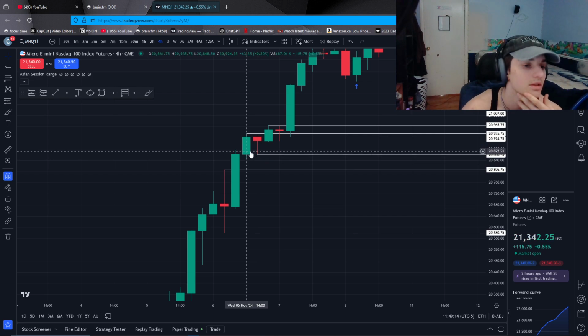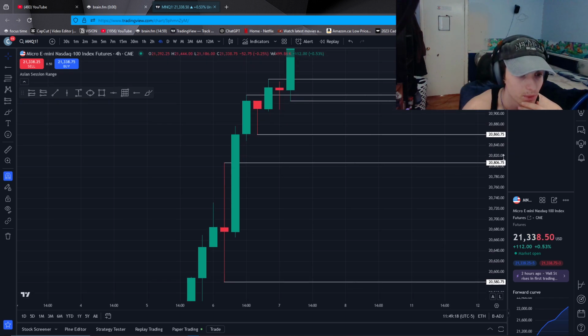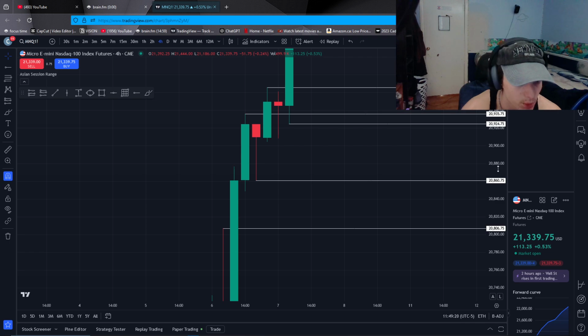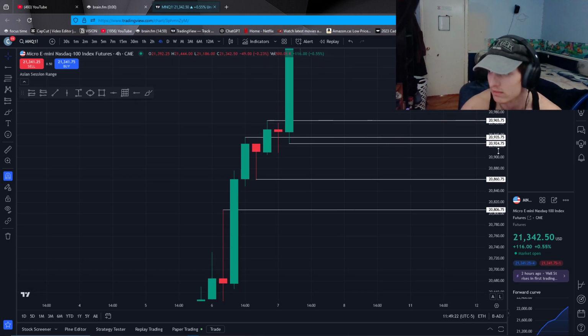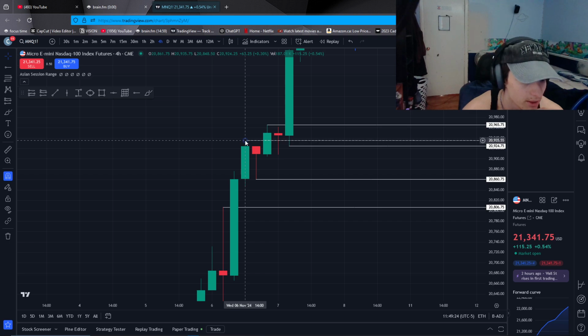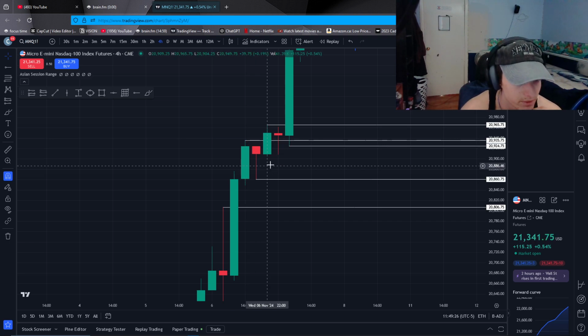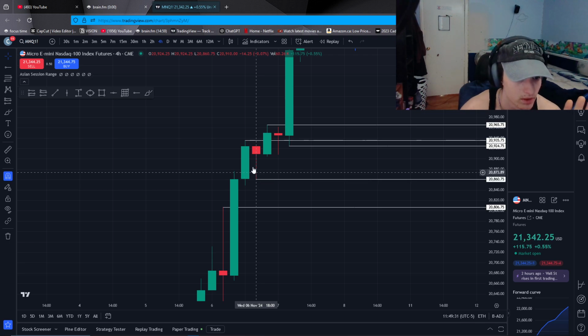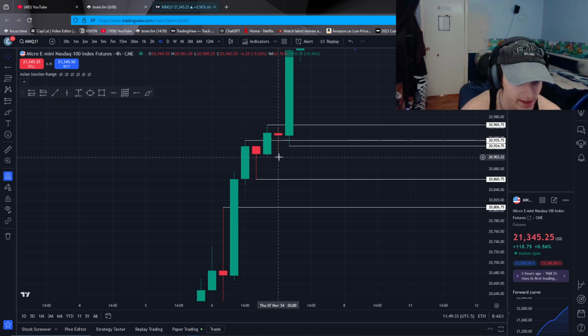Back to it. Move up, move down. That creates a high. Mark the top of the wick. You can see the red candle doesn't even have a wick. Alright. Mark the top of that. That's a high. Move down, move up. Mark the bottom of the wick. That's a low. Move up, move down, mark the top of the wick. That's a high. Move down, move up, mark the bottom.